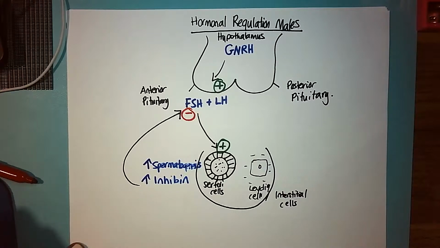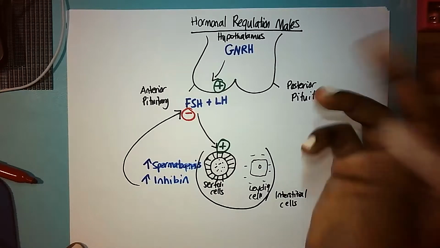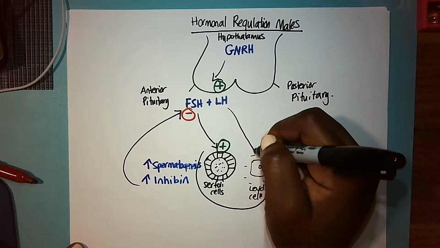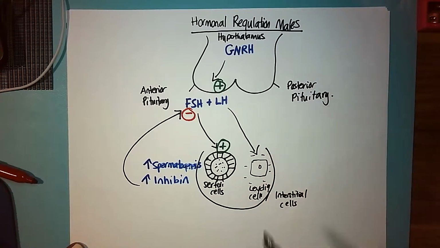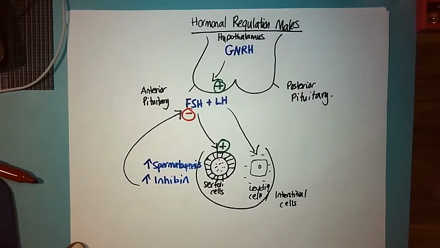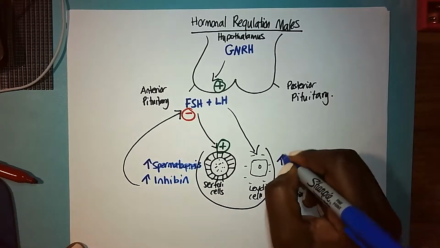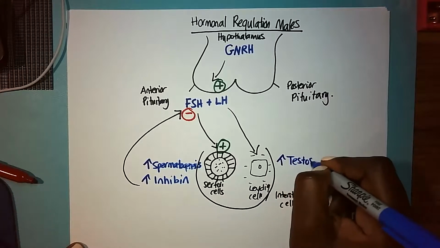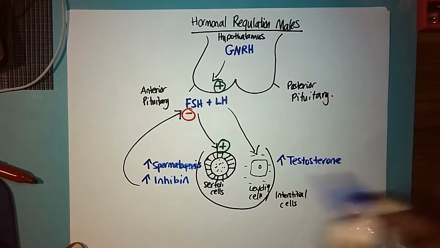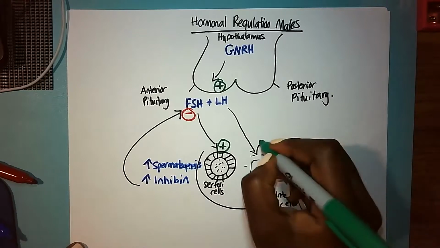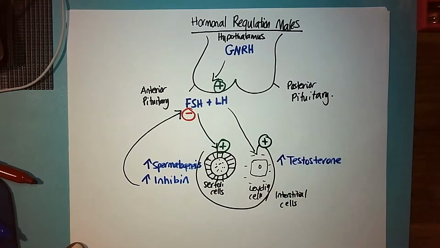maturation. So LH is going to feed onto the Leydig cells. And a cool way to remember that is L for LH, L for Leydig. And LH is going to tell the Leydig cells to secrete testosterone. Now that testosterone is going to do three different things.